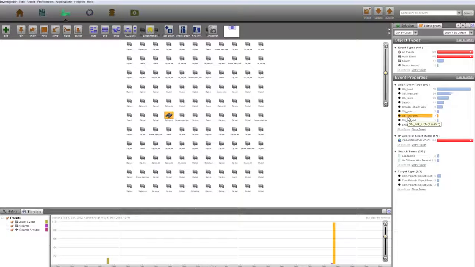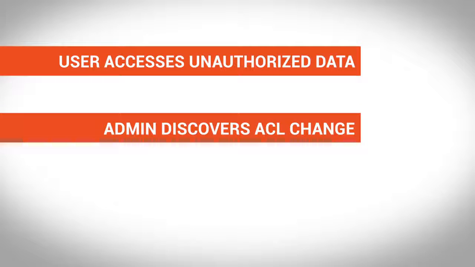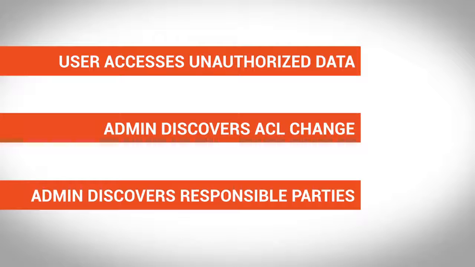What we're going to do now is see how we can use these audit events to look at how a user has been able to access data that he is not originally permissioned to. Then we will see the access control level change, tracing back in history, that allowed the user to see this piece of information. And finally, who was responsible for this violation.